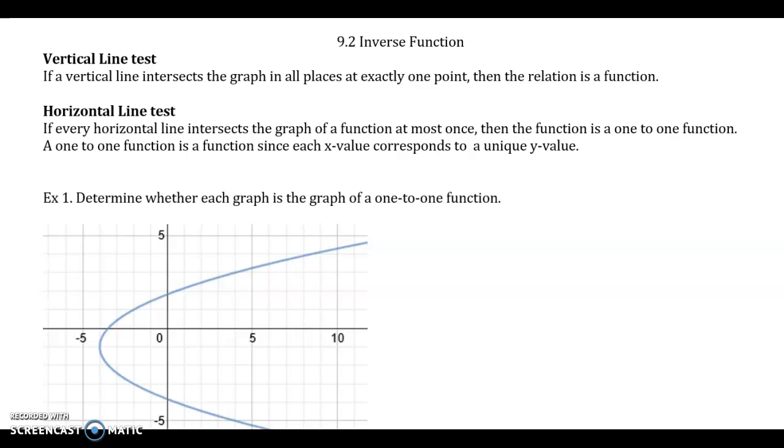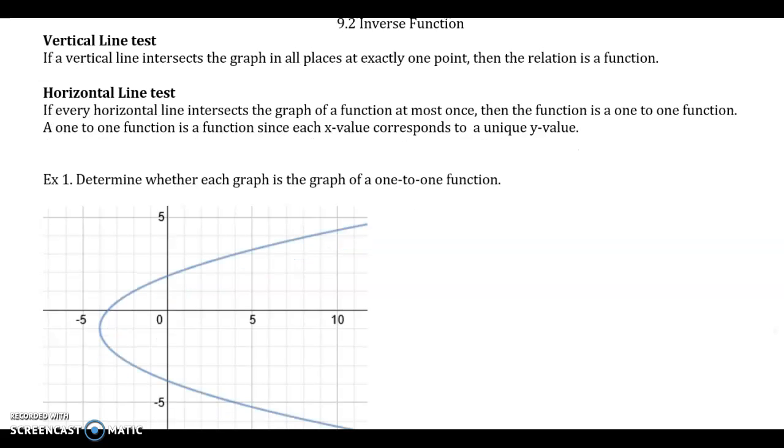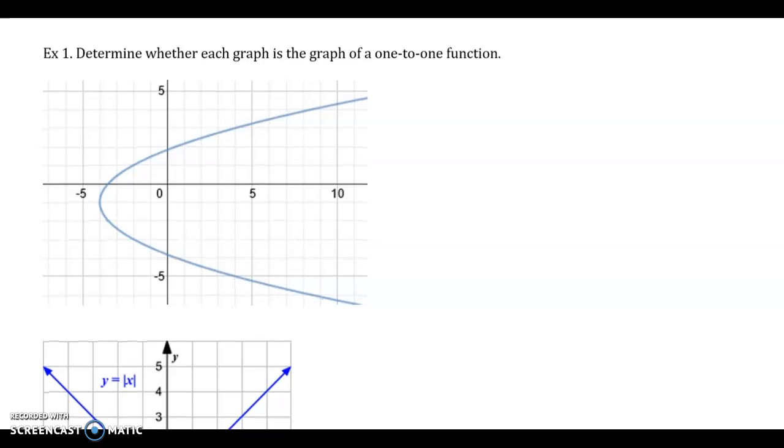If a horizontal line intersects the graph of a function at most 1 point, then the function is 1-to-1. A 1-to-1 function is a function since each x value corresponds to a unique y value. So again, a vertical line test tells you whether it is a function, and then the horizontal line test tells you whether that function is a 1-to-1 function. So let's go ahead and do example number 1.